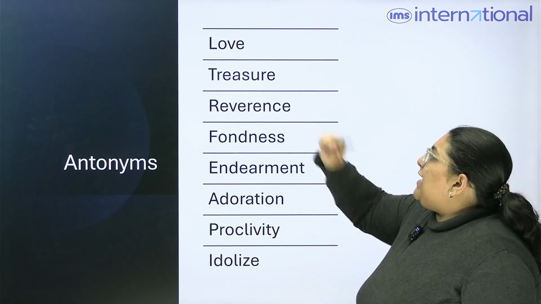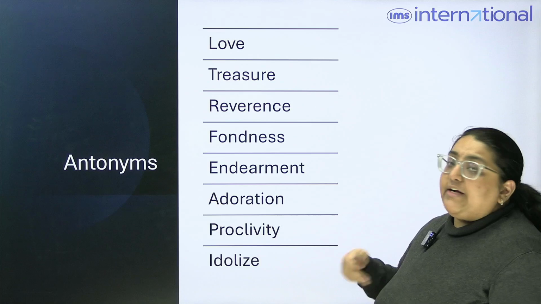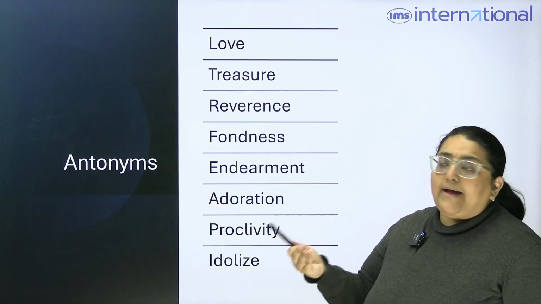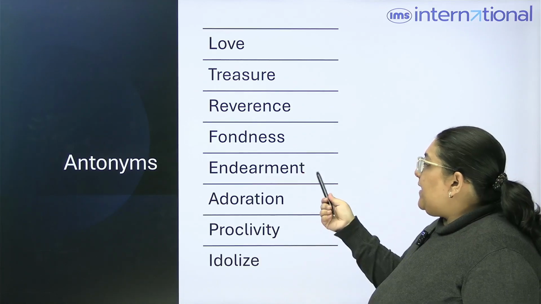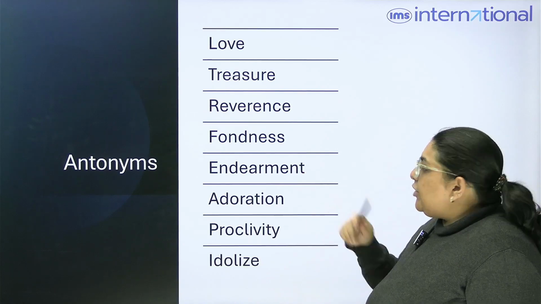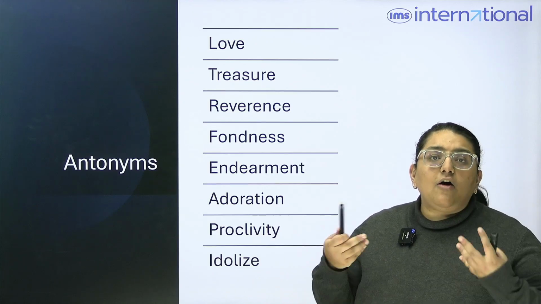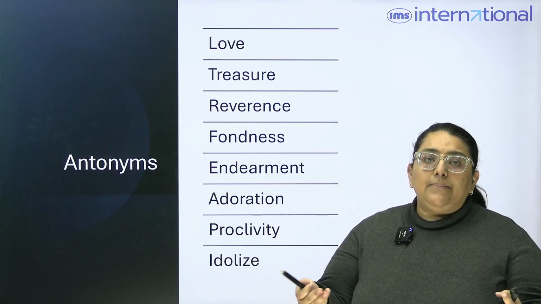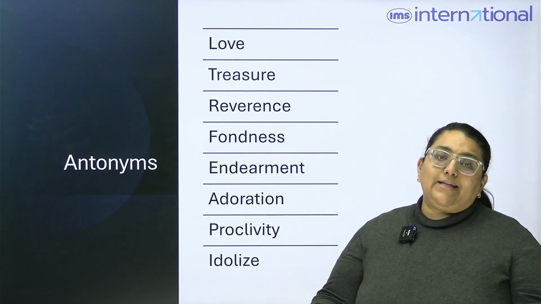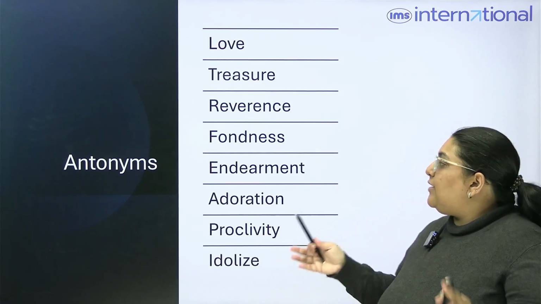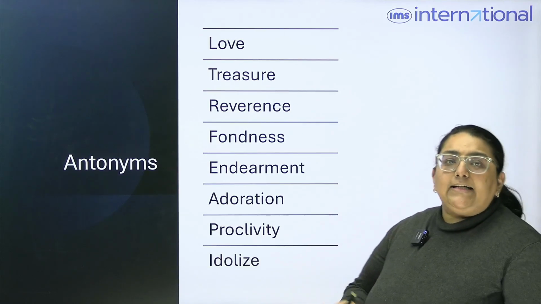We have love, treasure, reverence. Reverence means respect. Fondness, endearment, adoration, proclivity, idealize. To think of somebody as your ideal means you love them, you respect them. So these are some of the antonyms of the word for this week, that is hate.